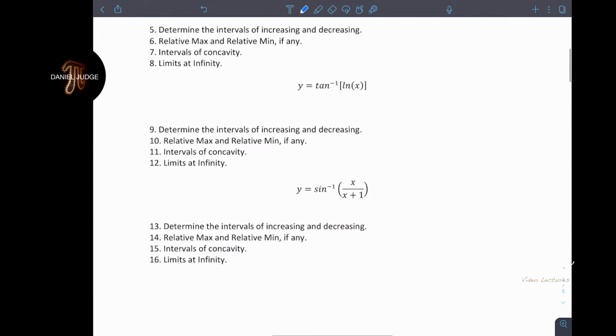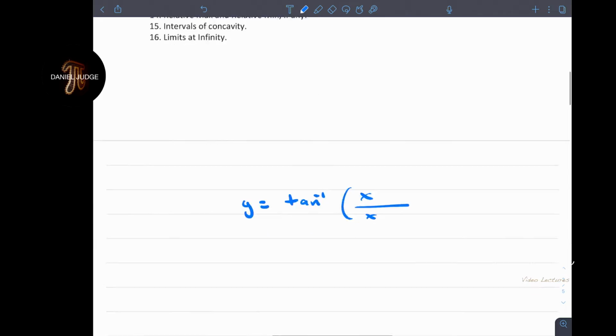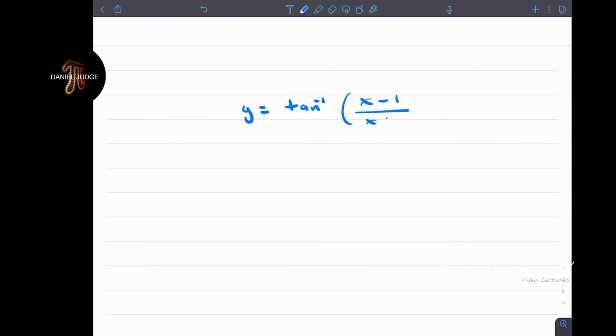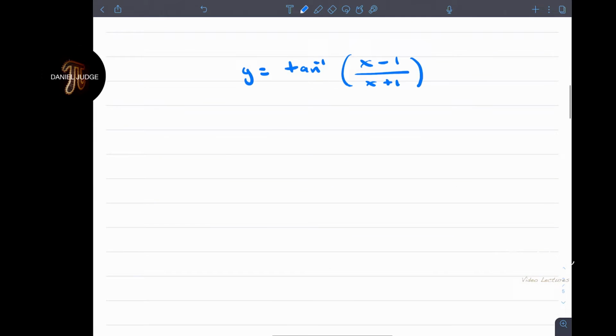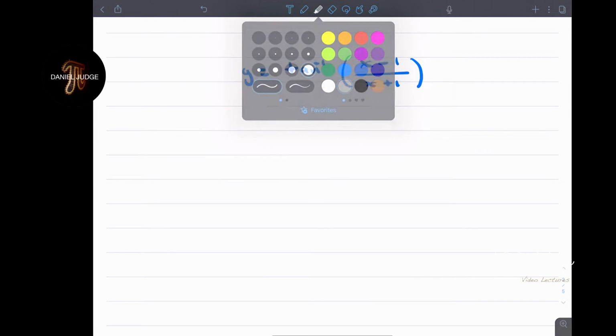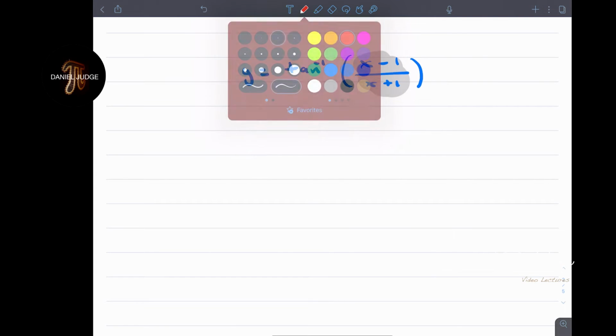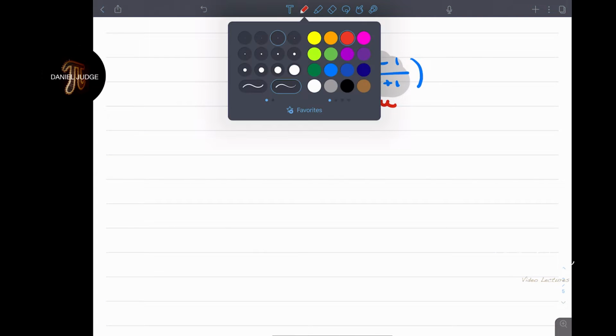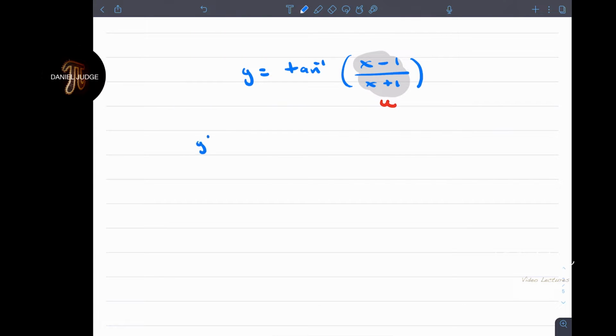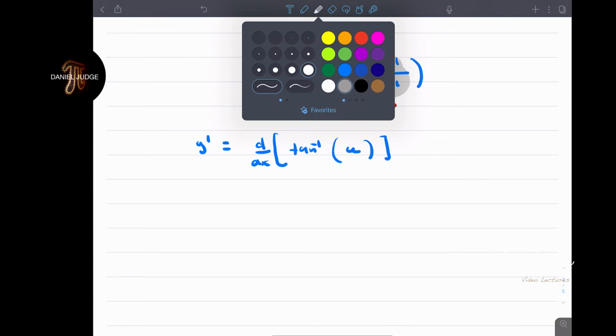Now let's remember what that was. That was going to be x minus 1 over x plus 1. We're going to let this whole portion here be our u now. Okay, so we're going to have to use chain rule. So the derivative here of inverse tangent, and you can think of that as your u now. This is the u we're talking about.